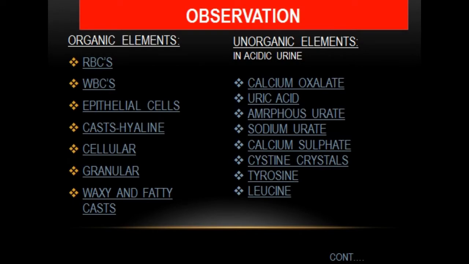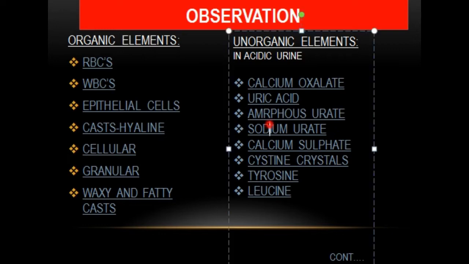You may have organic elements like RBC and WBC that we discussed earlier, and certain inorganic elements, and the inorganic elements mainly include the crystals. Crystal formation basically depends upon the urine pH. If the urine pH is acidic, then the types of crystals are calcium oxalate, uric acid, amorphous urate, sodium urate, calcium sulfate, cystine crystals, tyrosine, and leucine.